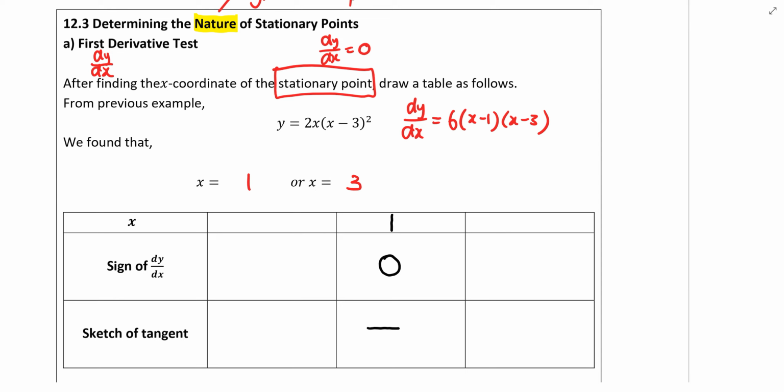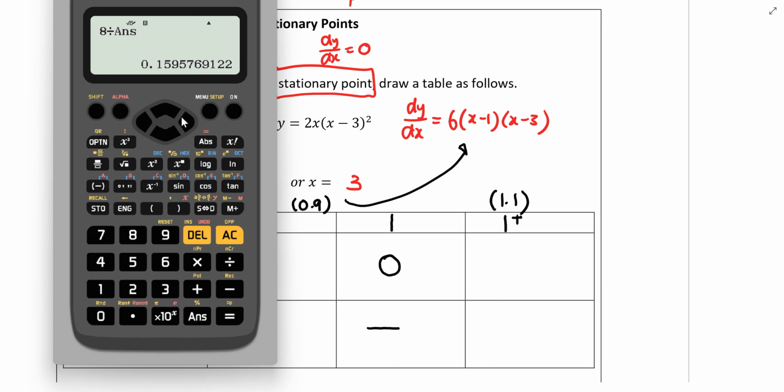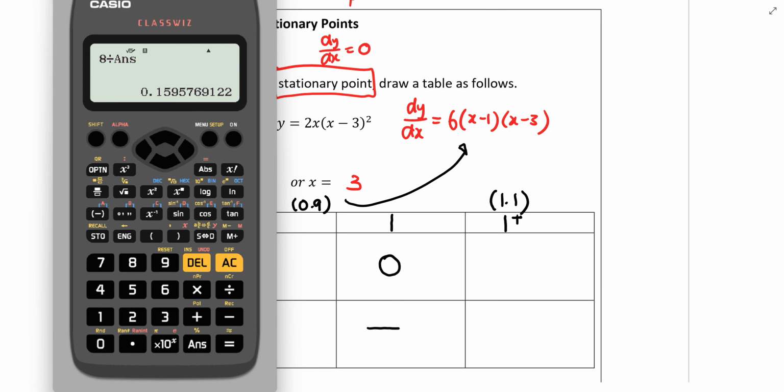On the left side, I write 1 minus. You can put a small bracket and write 0.9, because it's very close to 1. On the right side, I will have 1 plus, which is like 1.1. All I need to do is substitute the value of 0.9 into my dy/dx and see what kind of value I get. I do not need to know the exact value. I only need to know whether it is positive or negative.